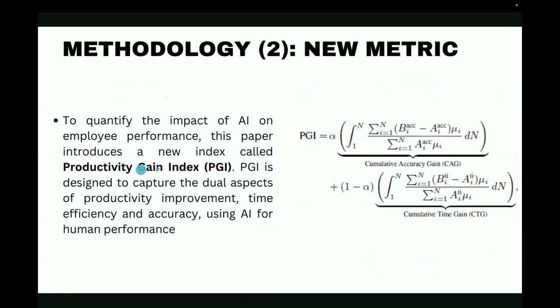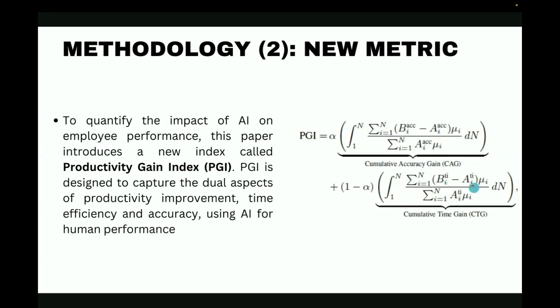Our paper introduced a new index called the productivity gains index. It is designed to capture both aspects of productivity, including time and accuracy, before and after using AI. So you can see here we use the accuracy before and after, B standing for before and A standing for after. To get these values, we use execution match to compute these two values. And the second one is the time before we used the AI tool and after we used the AI tool.